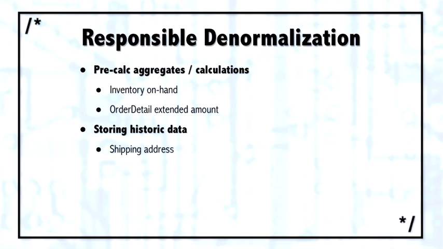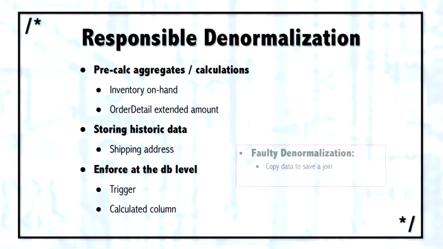So how do you enforce responsible denormalization? Well, if it's going to be responsible, it has to be at the database level. Don't depend upon the website or the middle tier or the business logic to maintain this duplicated data. So it should be enforced by a trigger, by a calculated column, by a stored procedure, something inside the database.